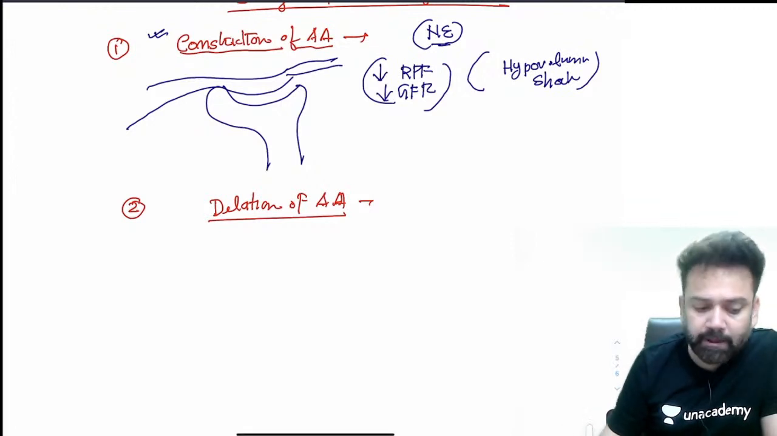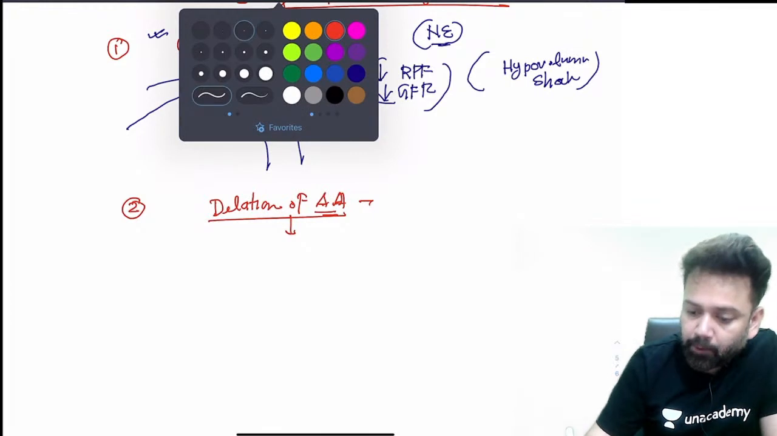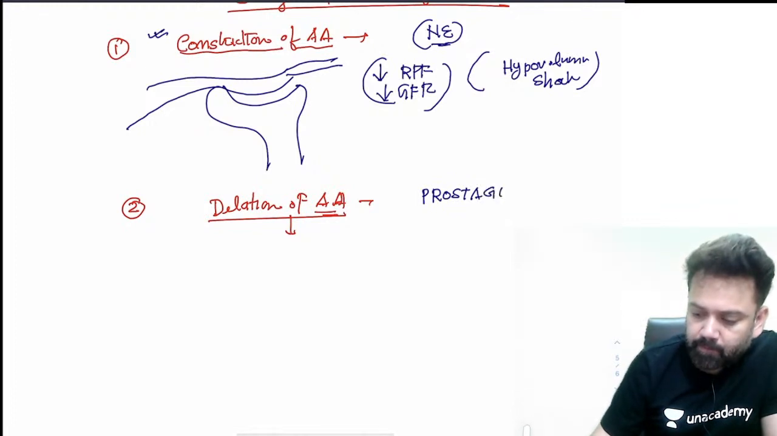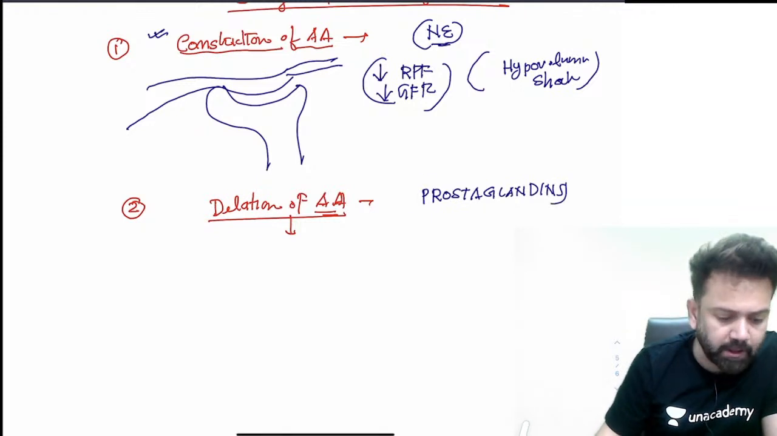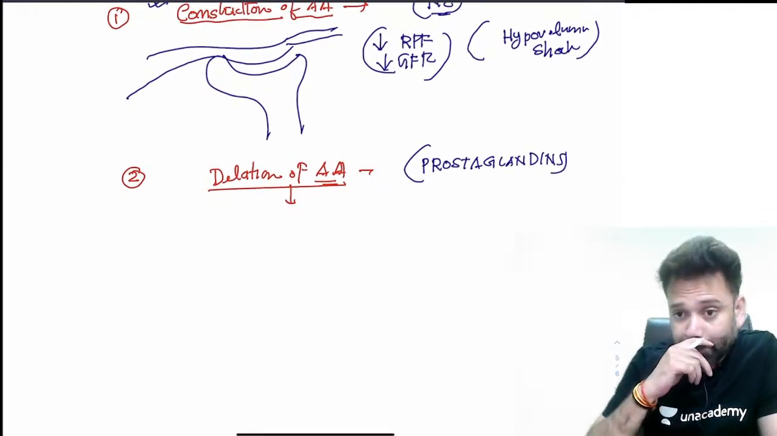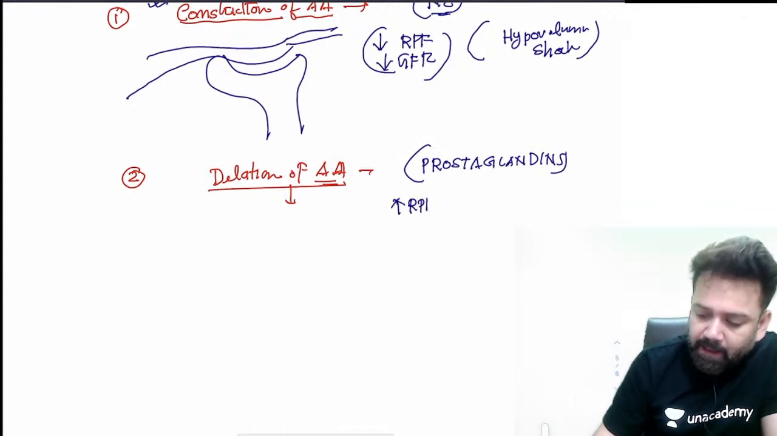Dilation of the efferent arteriole is done by prostaglandins. Prostaglandins usually dilate the efferent arteriole. So if you dilate the efferent arteriole, you will increase renal plasma flow as well as GFR.